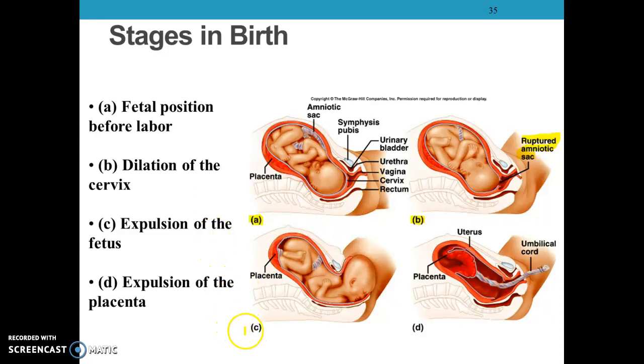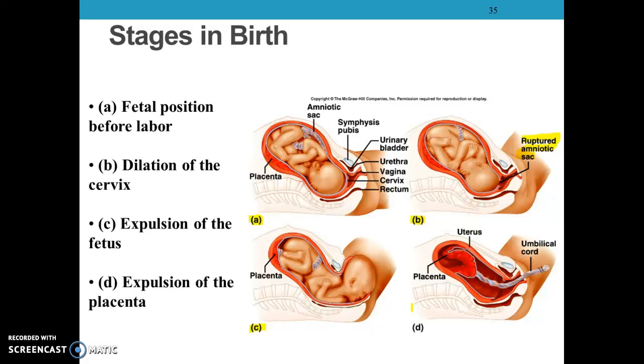All right, C, expulsion of the fetus. Those contractions continue stronger and stronger. The fetus is going to be expelled through the vaginal canal. Remember, one of the functions of estrogen and progesterone was increasing the female reproductive organs. So the vagina is getting larger to help accommodate the size of the fetus as it is expelled.